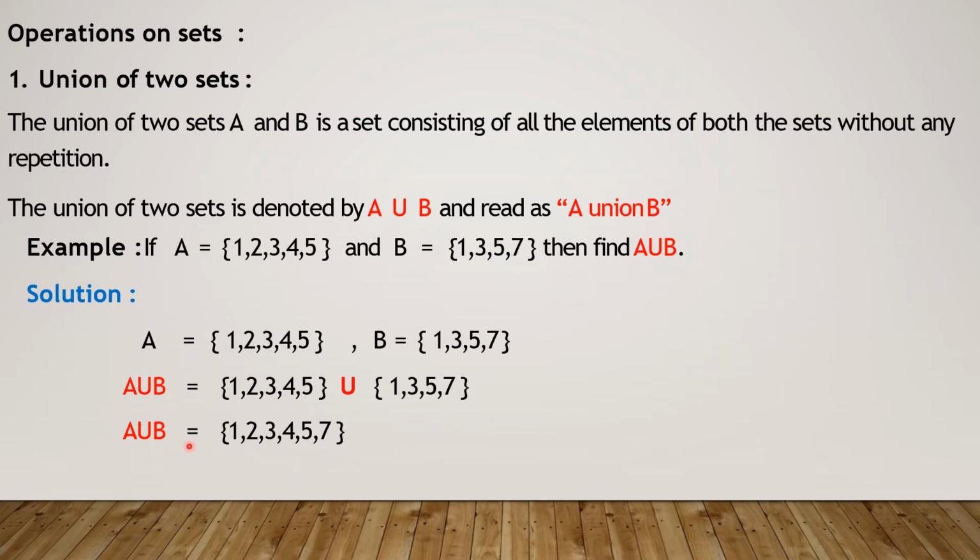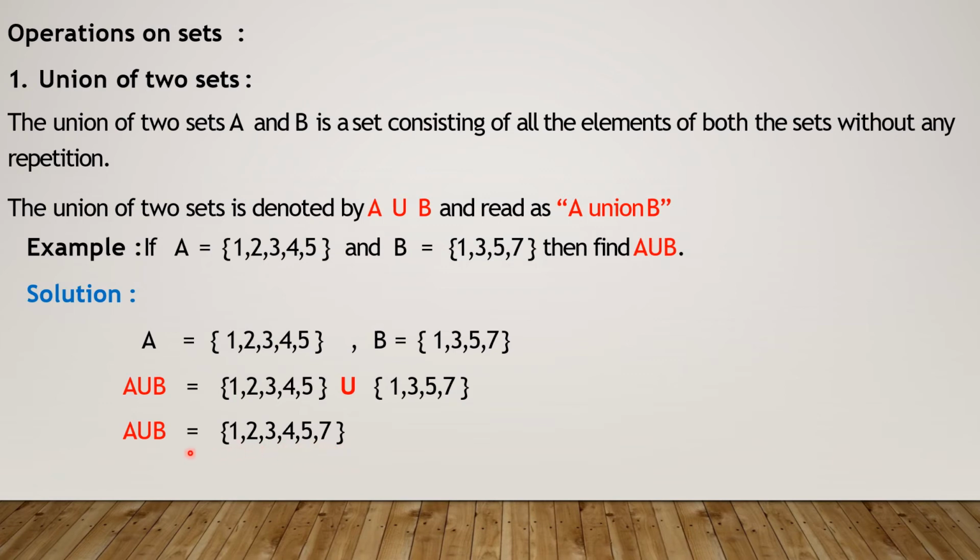Now, A ∪ B is equal to, now in A ∪ B, we will combine all the elements of both the sets. In A ∪ B, we will write all the elements of set A and all the elements of set B. So we will write 1, 2, 3, 4, 5, all the elements of set A. Now come to set B. 1 already there, so we will not write 1 again. 3 already there, so we will not write it again. 5 is already there, so we will not write it again. 7, so we will write 7 because 7 is not already there in our set.